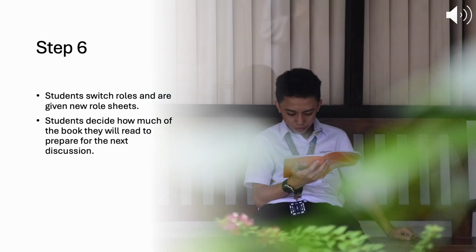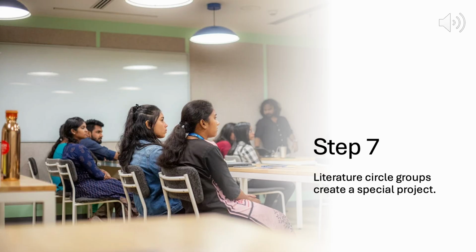At the conclusion of their in-class literature circle discussion, students switch roles and are given new role sheets. If they were the discussion director in their first discussion, they may become the literary luminary for the second discussion. Students must also decide how much of their book they will read for the next discussion. This step is repeated multiple times until groups have finished reading the book.